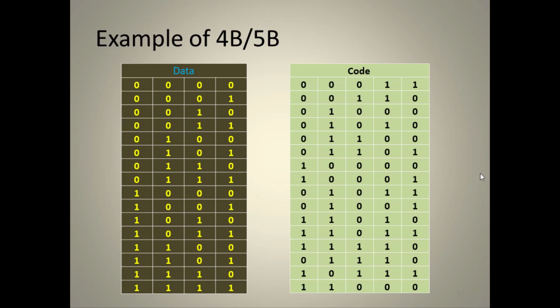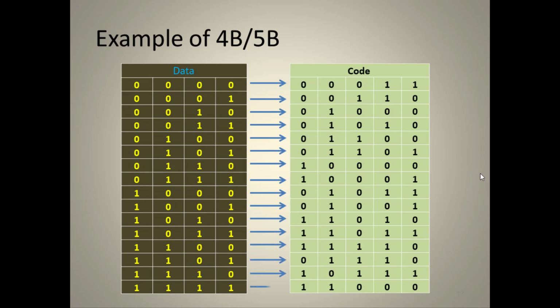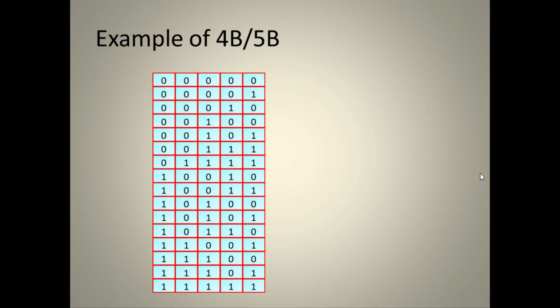With 4 bits we make 16 combinations and with 5 bits we make 32 combinations. Out of the 32 we only use 16 rows. Whenever we want to send the first row, that is if the data is 0 0 0 0, we convert it to 0 0 0 1 1. So this is the mapping. The 4-bit data is converted to 5-bit data using this particular scheme. Now what do we do with the remaining 16?